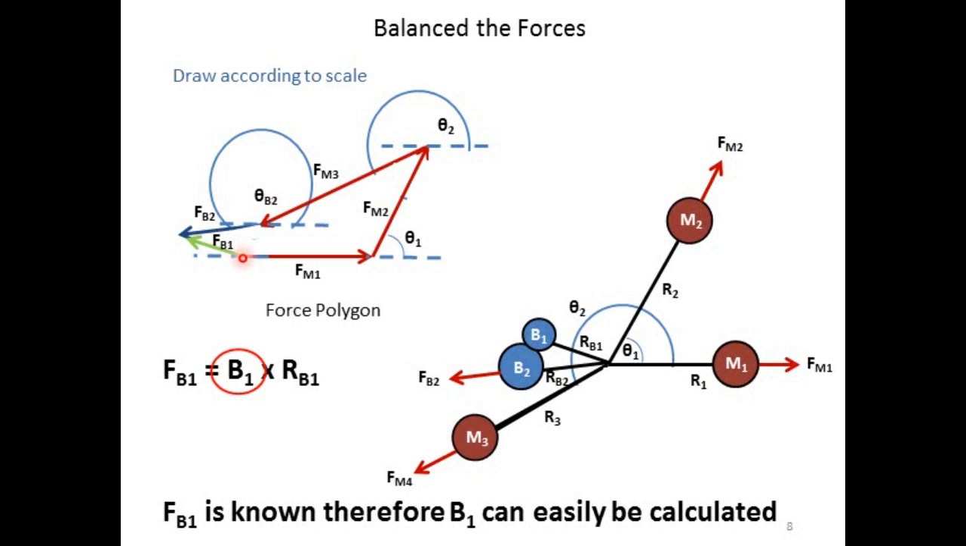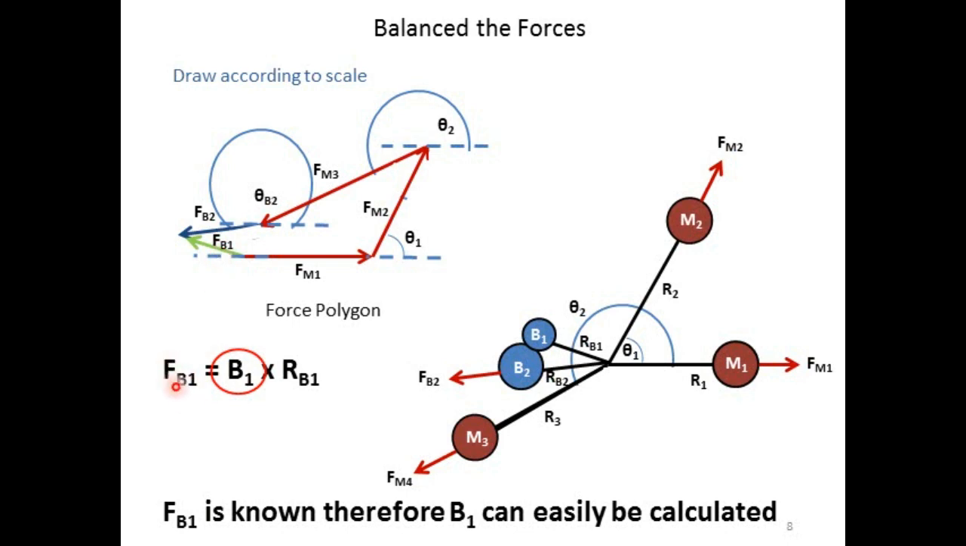To close the polygon, we have to draw an arrow which will meet the tail of the first arrow, and the head of this arrow which is closing this polygon will meet the head of the final arrow. So we will measure this distance from tail to head. It will be the magnitude of FB1.